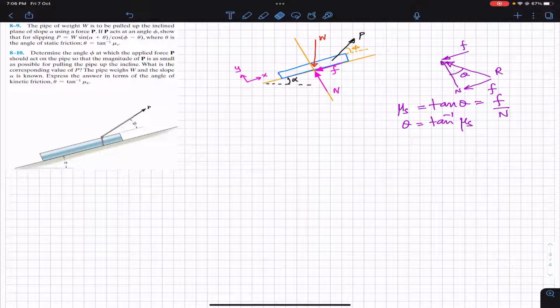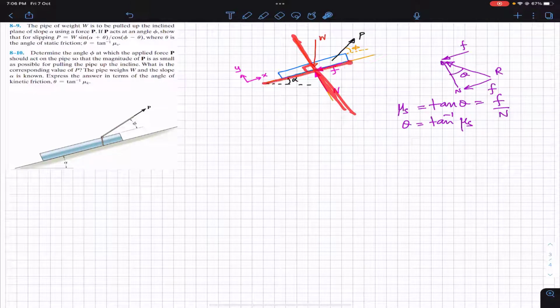And let's say now, as we can see, this W is acting in the vertical direction. If I extend the line of action of this weight, it is going to make 90 degrees with the horizontal. And this normal force, this particular line, is perpendicular to the incline.